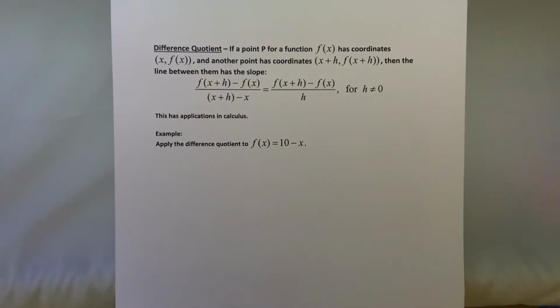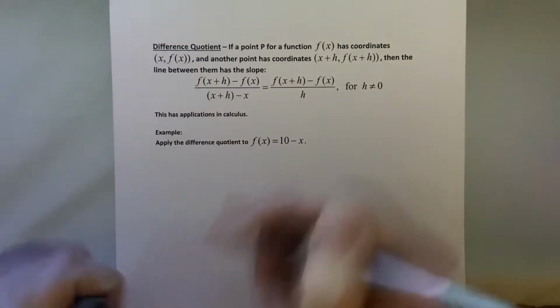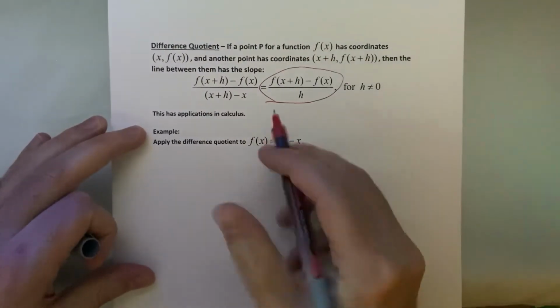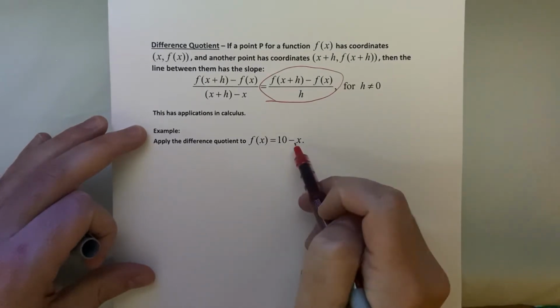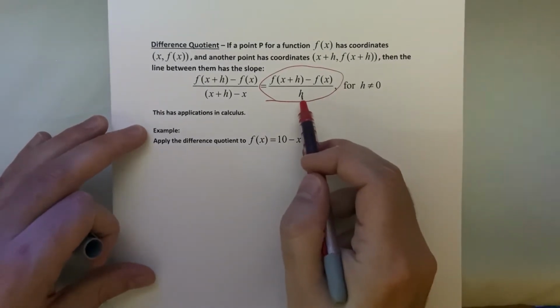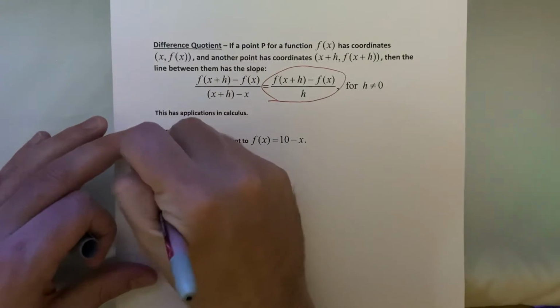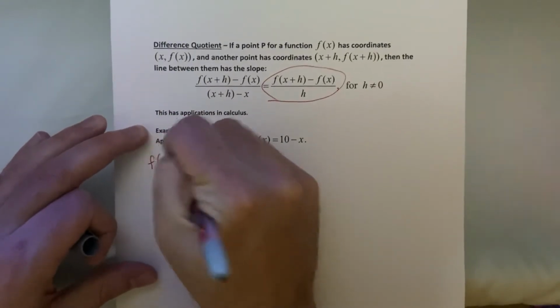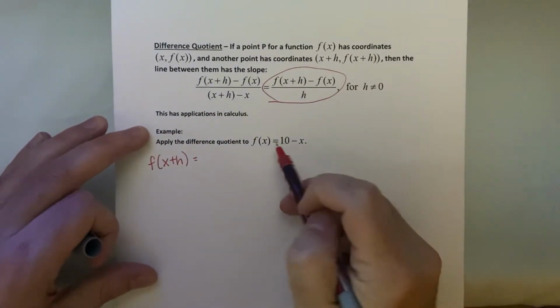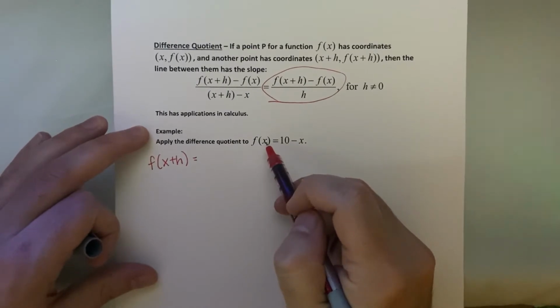This form has applications in calculus, but let's just look at how it works. So we will use this portion of the formula. We already know f of x according to the problem. It's 10 minus x. H is just going to be h. I just need to find what f of x plus h is relative to this equation. So that means I'm replacing x with x plus h.